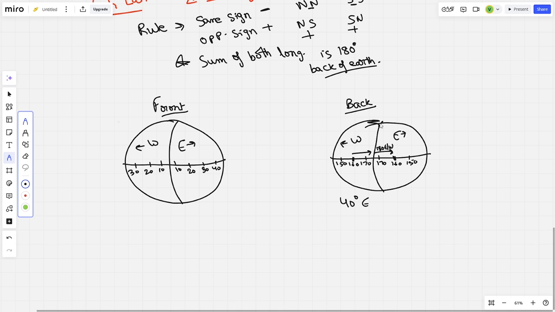Now it's important to mention this is the anti-meridian of the prime meridian. And in the front, this is the prime meridian, which passes through Greenwich in the United Kingdom. Also an important point, Greenwich in United Kingdom. Prime meridian divides the earth into two hemispheres, east and west, and the equator divides it into two hemispheres, north and south.